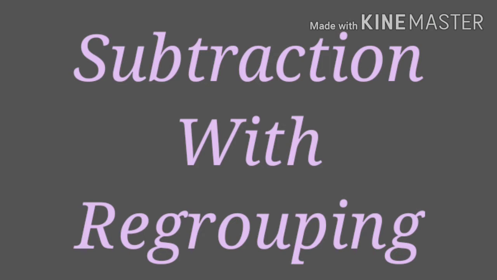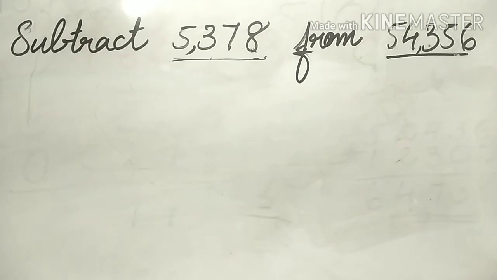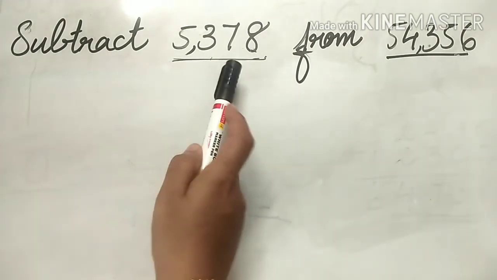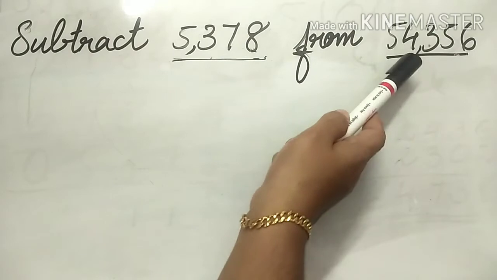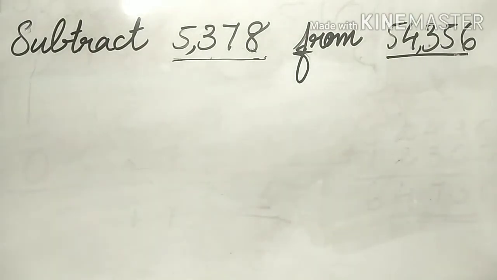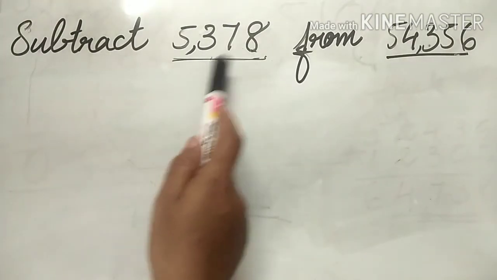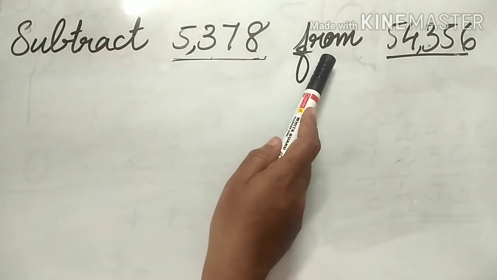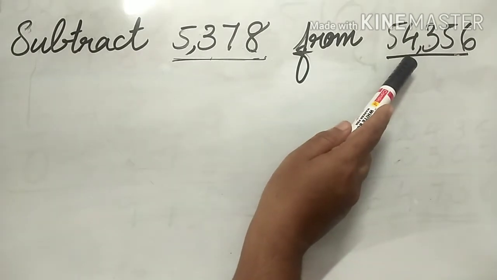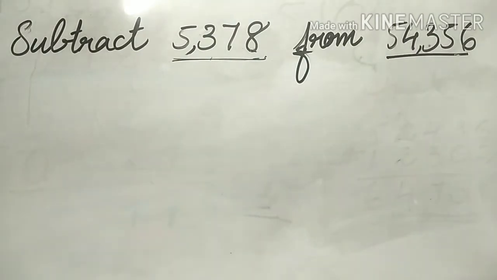Subtraction with regrouping. Let's see some examples. Our next question is subtract 5,378 from 54,356. I told you in the previous question that if there is "from", then you have to write this number first. Or else, if you have any doubt about which number to write first, you just write the bigger number first. We already learned how to find the bigger number, isn't it? Compare the numbers and write the bigger number.